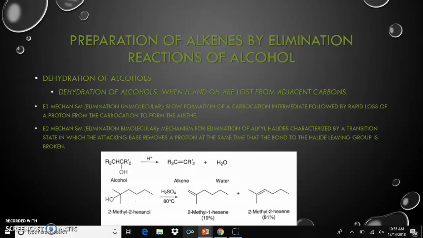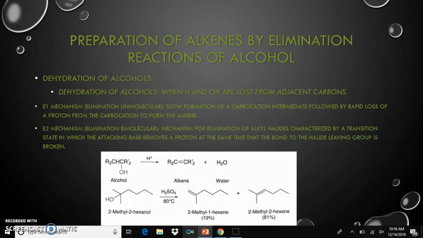Preparation of alkenes by elimination reactions of alcohols. Elimination reactions are a type of reaction in which a double or triple bond is formed by loss of atoms or groups from adjacent atoms. An example of this type of reaction is the dehydration of alcohols. Dehydration requires an acid catalyst.